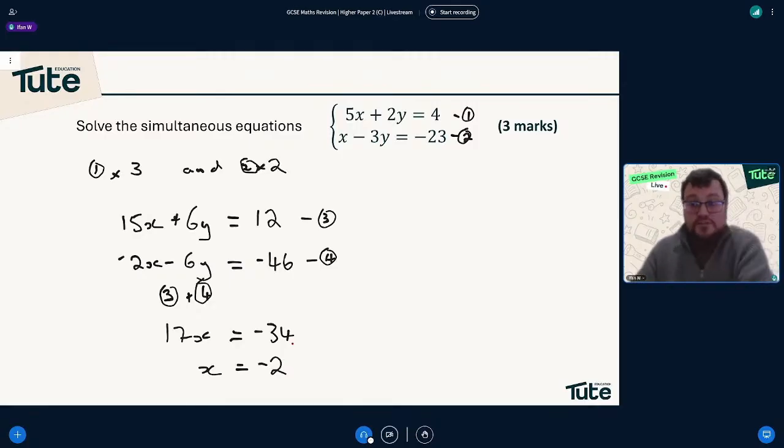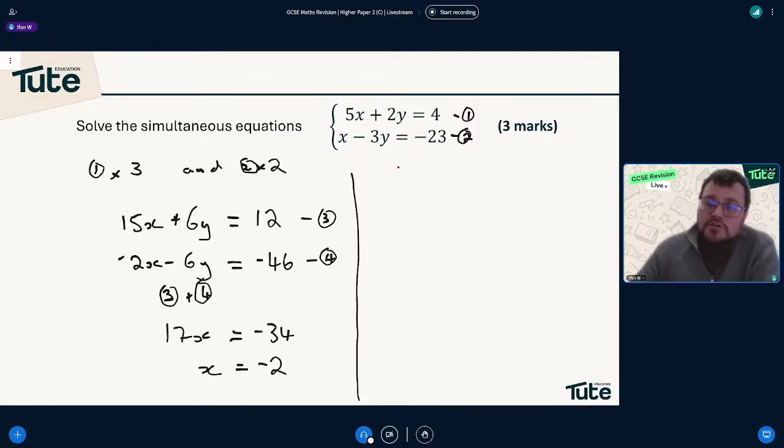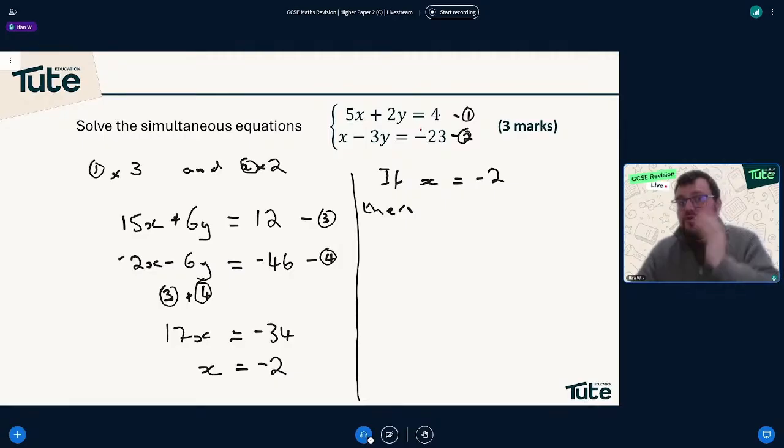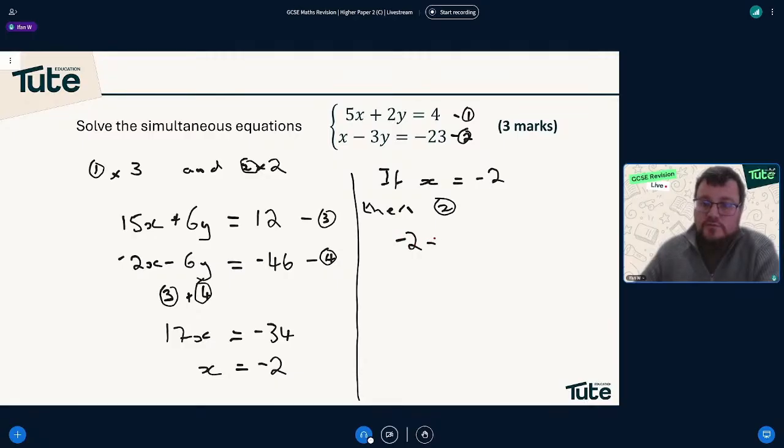That's my first answer. When we're solving simultaneous equations, you need an x value and a y value. So if x is equal to negative 2, now I choose one of these. I'm going to choose equation 2. And equation 2 is negative 2 take away 3y is equal to negative 23. And then I solve. Adding 2 to both sides, I get negative 3y is equal to negative 21.